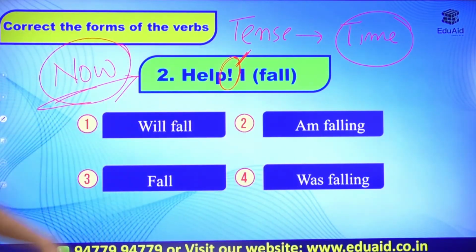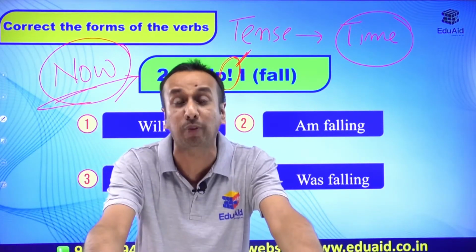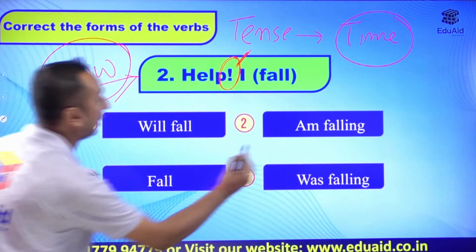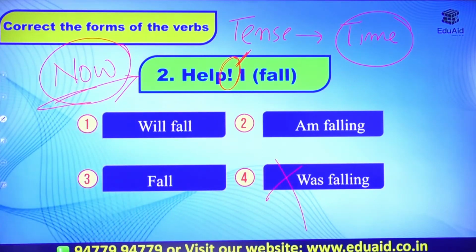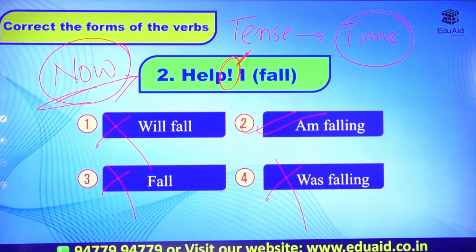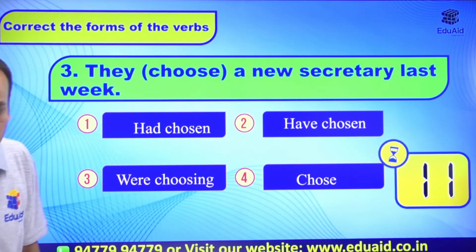Help, I fall. So this sentence denotes that I am falling and I need help, like that. When we talk about this, it is already done so was cannot work, and will cannot work either. So that fall will be a habitual action. It should be: I am falling. So that is I am falling. Let's see question number 3 coming up.